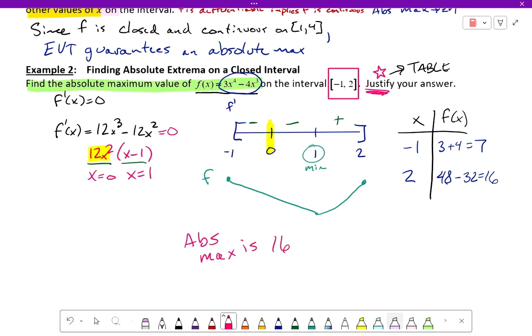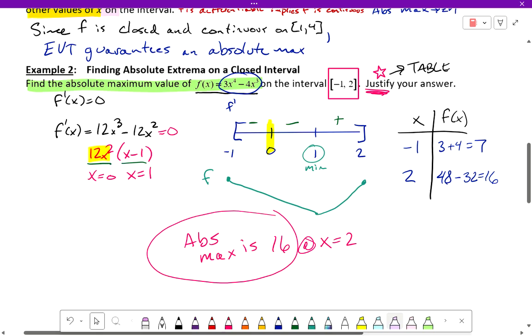When does that 16 happen? At x is equal to 2. But the absolute max is 16. It does matter, okay? Because a lot of times they'll ask this question in context, and they'll be like, hey, f represents the amount of water in the pool over time. And what is the most amount of water in the pool? Well, 16 would be the answer. When did it happen? That would be at 2.